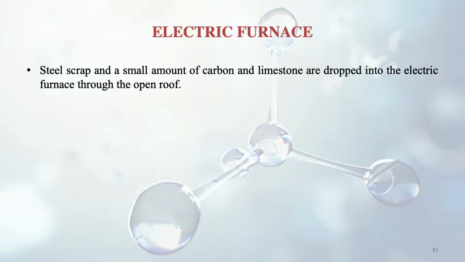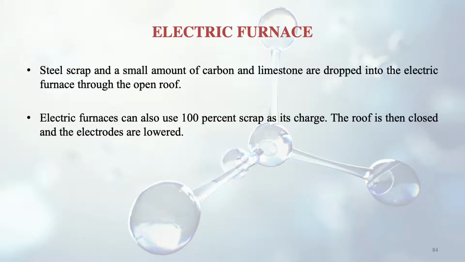Okay, now the process of this electric furnace. The steel scrap and a small amount of carbon and limestone are dropped into the electric furnace through the open roof. So there is an open roof at the top, and from there the raw materials are dropped inside. Next, electric furnaces can also use 100% scrap as the charge. So that is the advantage, that we can use scrap completely.